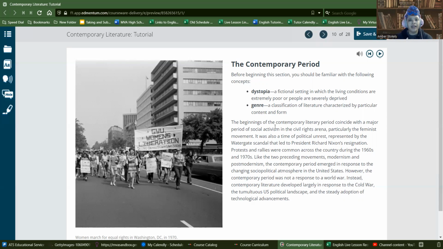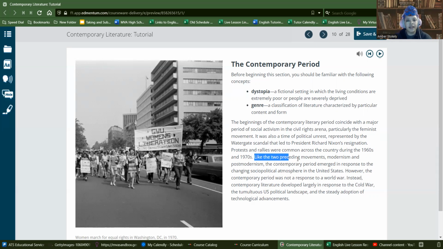And they let you know, by example, that the Watergate scandal happened around this time, and President Richard Nixon actually had to resign. So you have a president that had to basically quit over a scandal, and people were fighting for women's rights at the time. So this is the setting where this period began. And then it says protests and rallies were common across the country during the 1960s and 1970s. So this is information that's important for you to understand the sort of things that were written at the time.